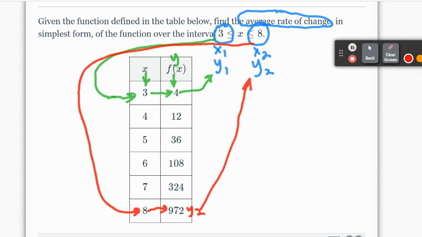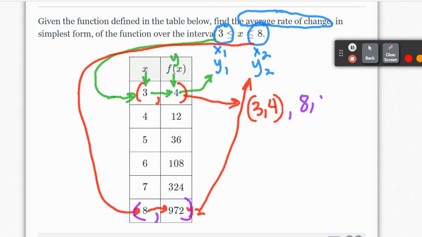And what that means for me is basically I'm finding the slope between two coordinates. The first coordinate is 3, 4. Anytime you have a table of values, there's just a comma between them, and you can make parentheses like that. So that's my first coordinate. The second coordinate is 8, 972. And as I've already noted, but I'll do it again, this is x1, y1. This is x2, y2. Literally just taking the information from the table.